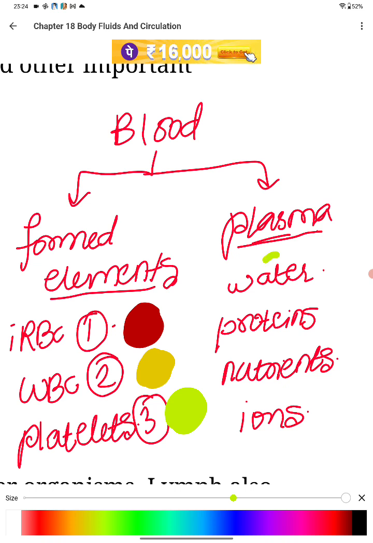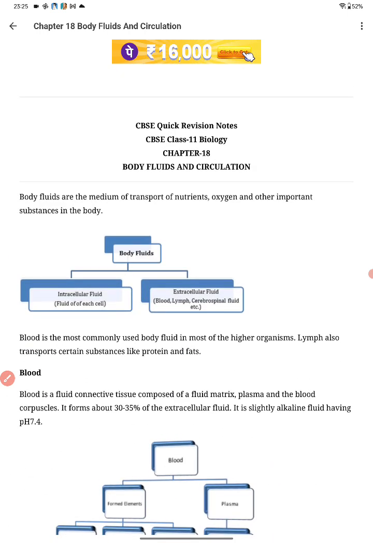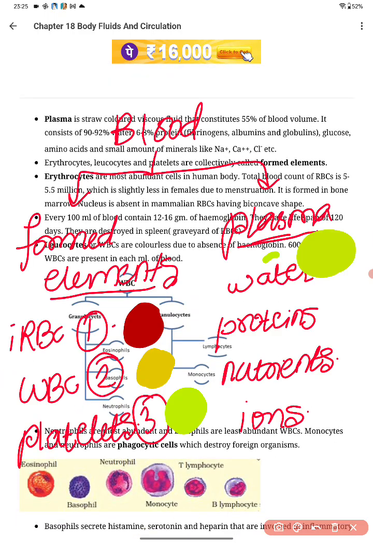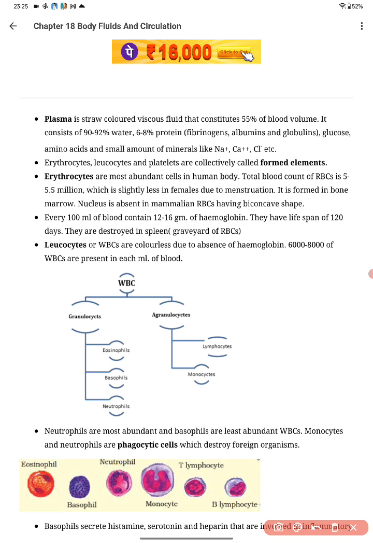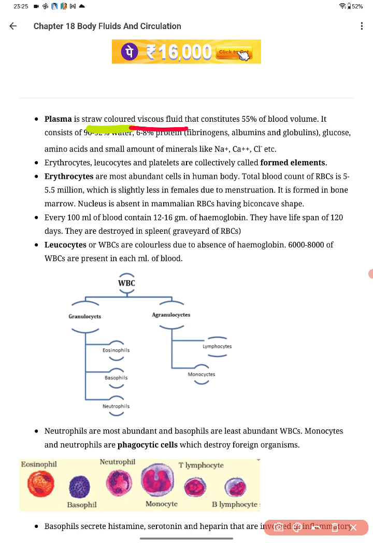Plasma is a straw color fluid. Okay, so this is the thing, try to remember this. Let's talk about next. Plasma is a straw colored viscous fluid.